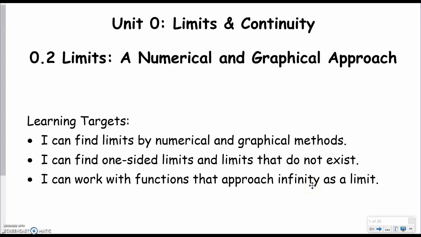Good morning. We're going to build on the concept that we covered in the last lesson, which is finding average rates of change where our intervals are getting closer and closer to an instant. So we made our intervals smaller and smaller. That concept is a limit. So we're going to go a little bit more in depth with limits and how to find them numerically and graphically, one-sided limits that don't exist, and functions that approach infinity as a limit.